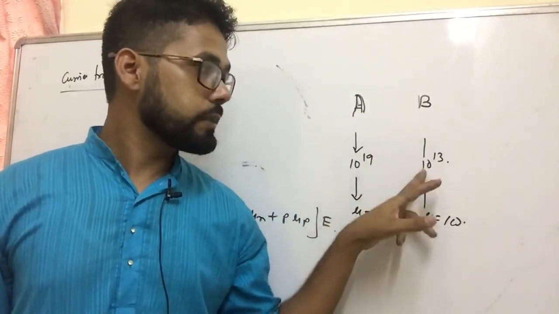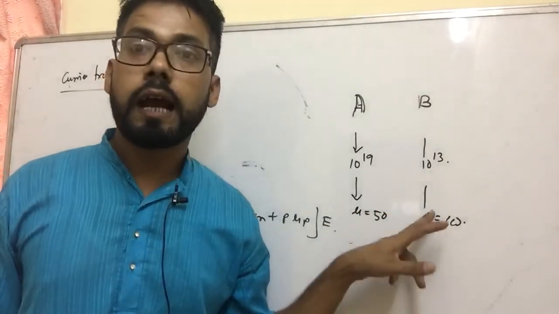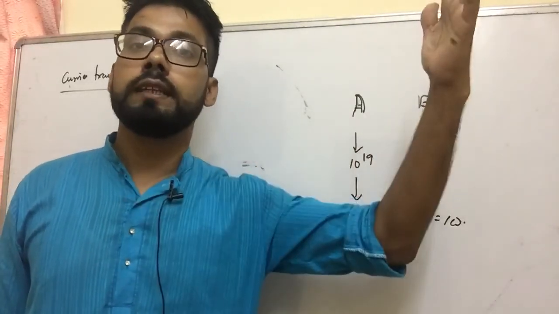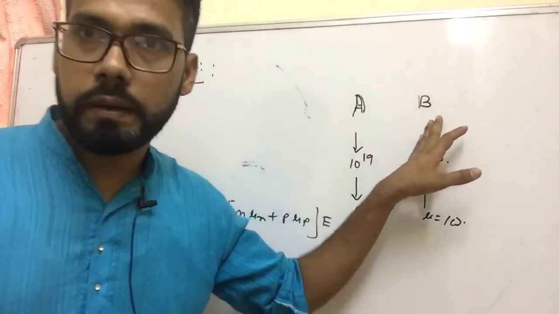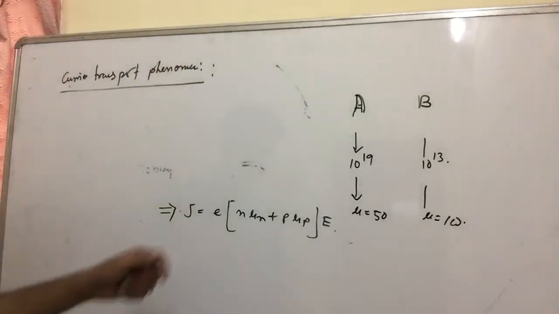Similarly here, this semiconductor has fewer carriers, but its mobility is high. High mobility means it has a high capability of transporting electrons from one point to another. As a result, I will get a high current. So B has better performance compared to A. Okay, so this is the equation.